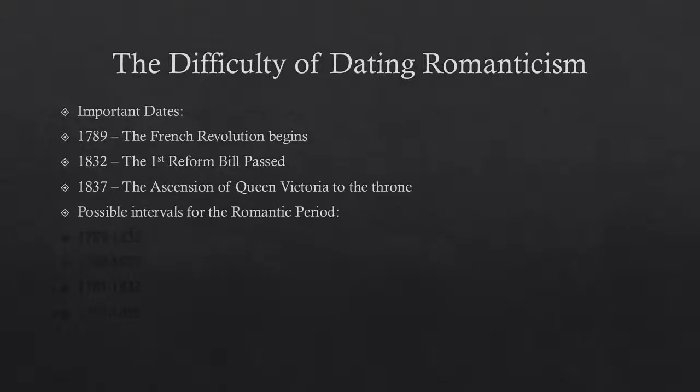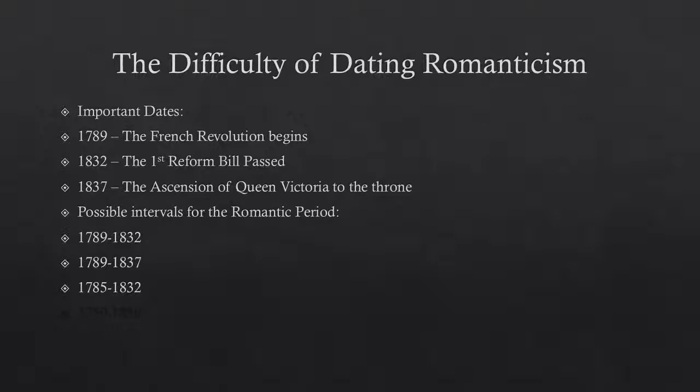So here are the dates kind of listed out. 1789 to 1832 is the shortest, most direct dating. 1789 to 1837 would be the next one, and you can clearly see this from what I have up above. Some scholars, including those who edited our textbook, like to go back as far as 1785.